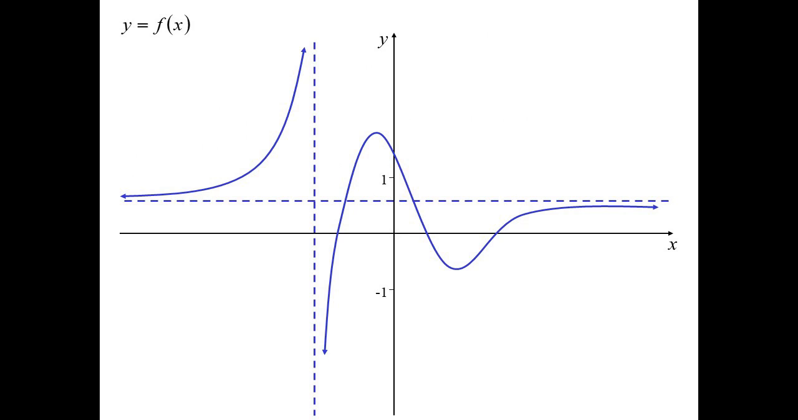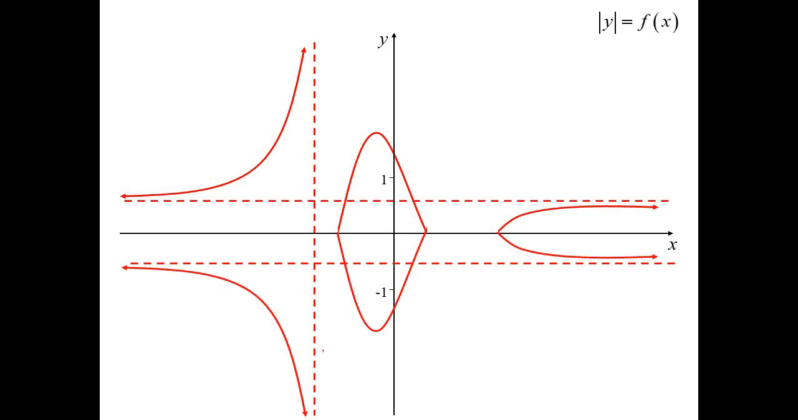So here's the random graph. The bit below, once again, has disappeared, but then the other one gets reflected over. Because this is absolute value of y is equal to function x. So function x, both plus or minus y. Because remember, absolute value of y could be plus or minus y. And so that's why you get the reflection this way. So that's absolute value of y is equal to function x.